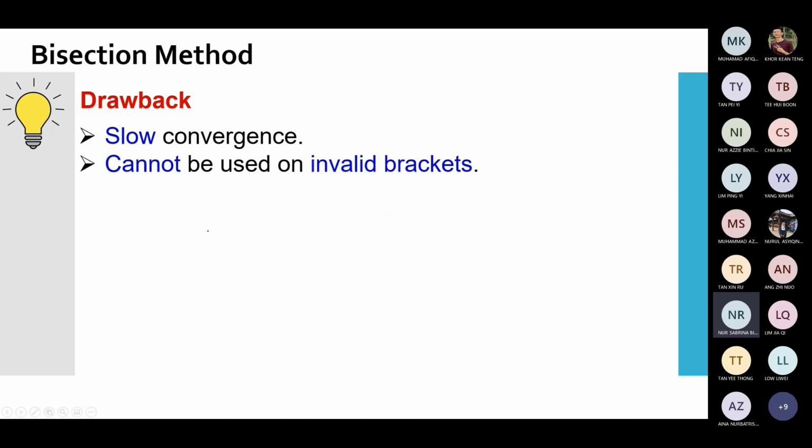Second, it cannot be used on an invalid bracket, as I said earlier. An invalid bracket means the product gives you a positive value, so the method cannot be used. It doesn't work. It has to be less than 0. If it is more than 0, then it doesn't work.